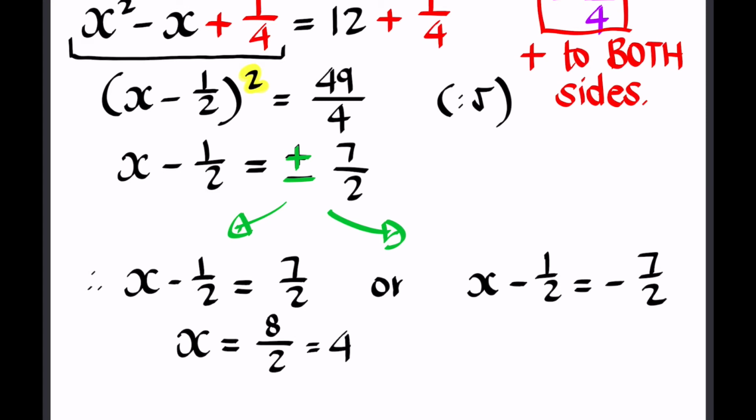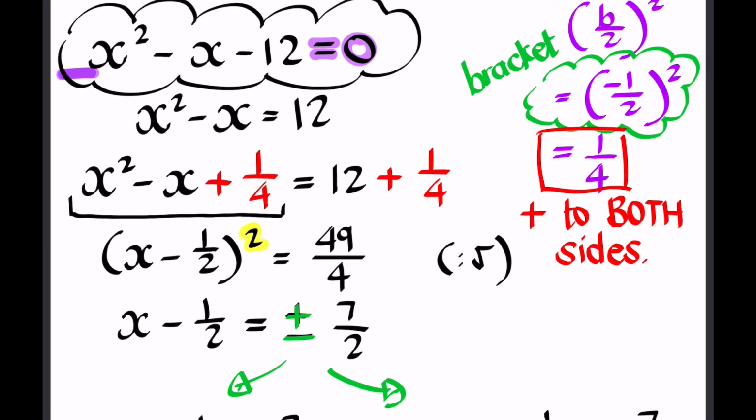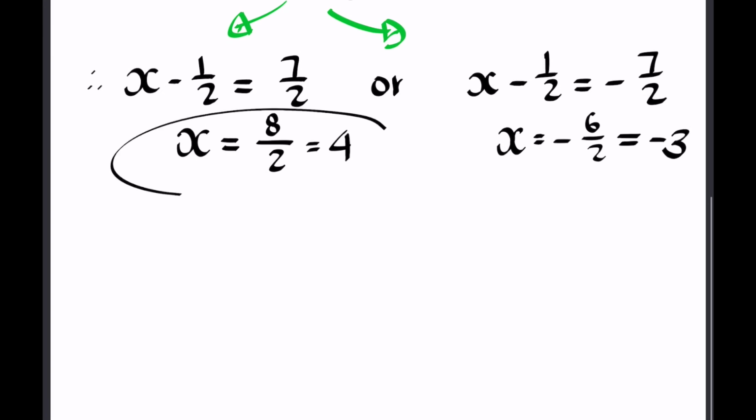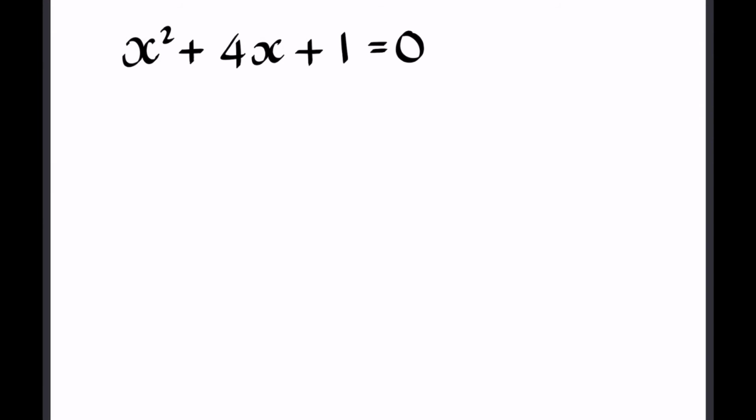Obviously, you could go straight to the 4. If x minus a half is equal to negative 7 over 2, that means that x is equal to negative 7 over 2 plus a half, which is negative 6 over 2, which is equal to negative 3. So that means that I've solved for x. In the equation x squared minus x minus 12 equals 0, I know that x will be 4 and x will be negative 3. X squared plus 4x plus 1 equals 0.